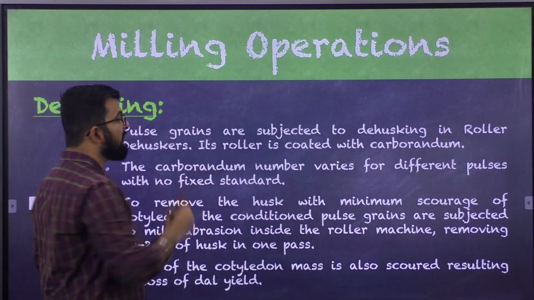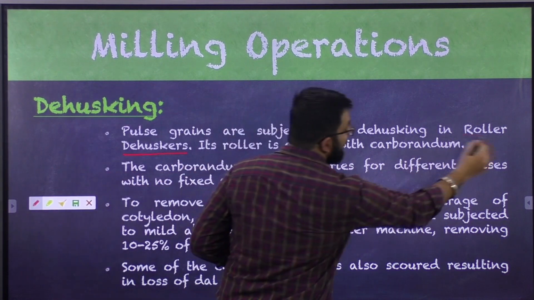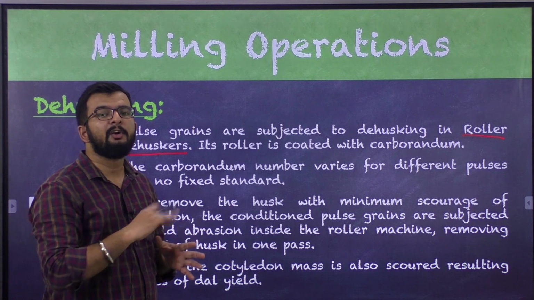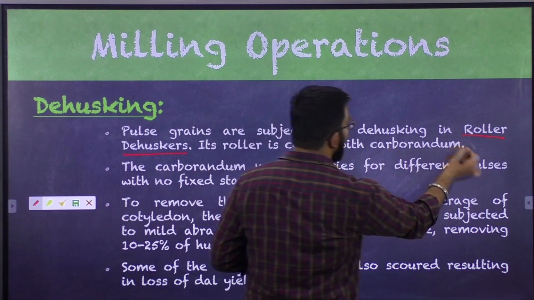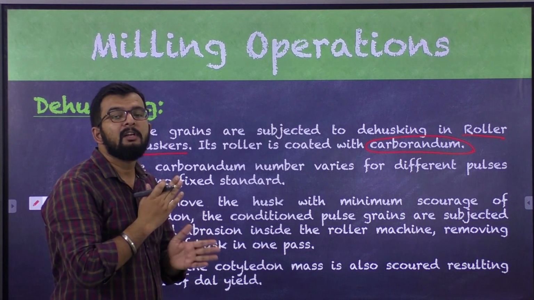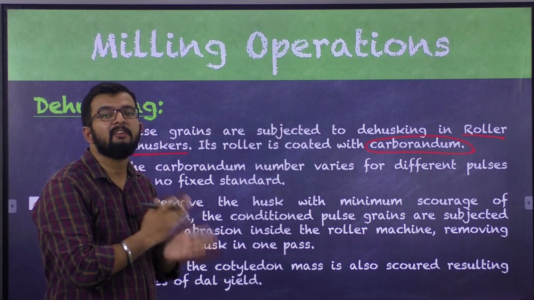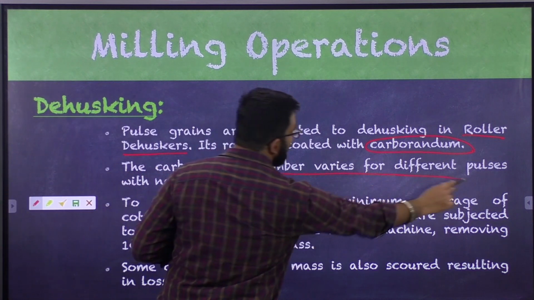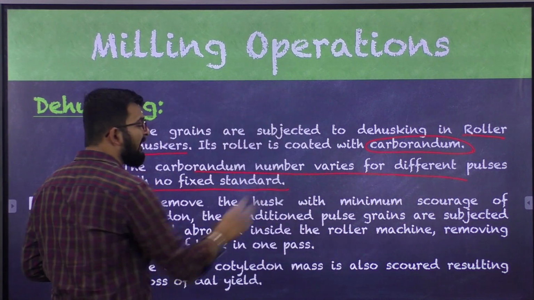So what happens in this roller dehusker is, the rolls in this dehusker are coated with carborundum, which is an abrasive material. This abrasive material will cause abrasion of the husk and will remove the husk. The carborundum number varies for different pulses, and there are no fixed standards.